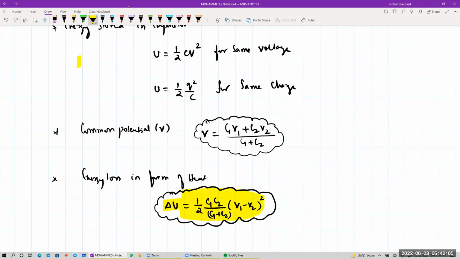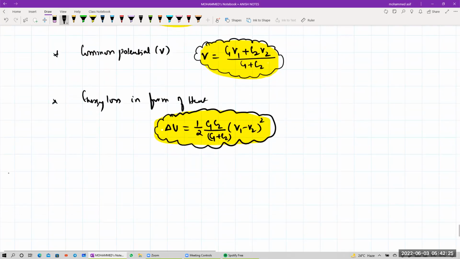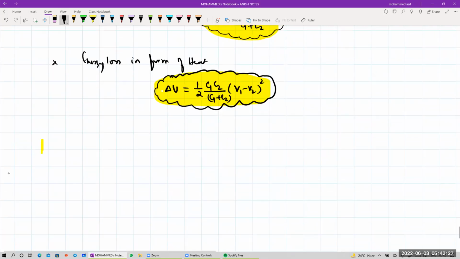It's an important formula, the loss of energy. Common potential formula: C1 V1 plus C2 V2 divided by C1 plus C2. Energy formula: U is equal to half C V square or else half Q square by C. Done? Small tip you see here right now.